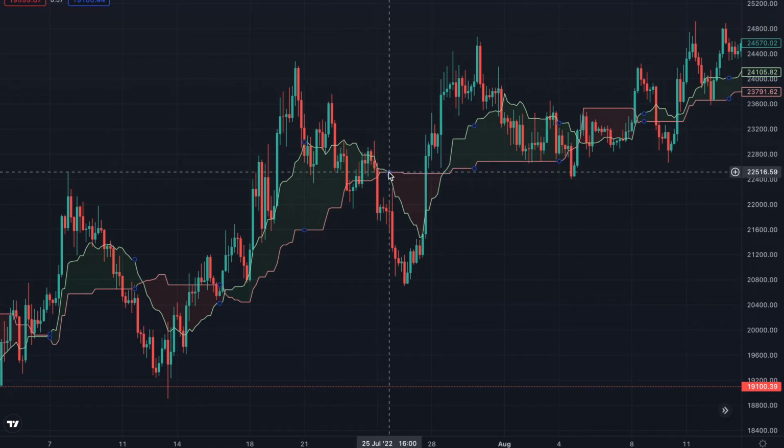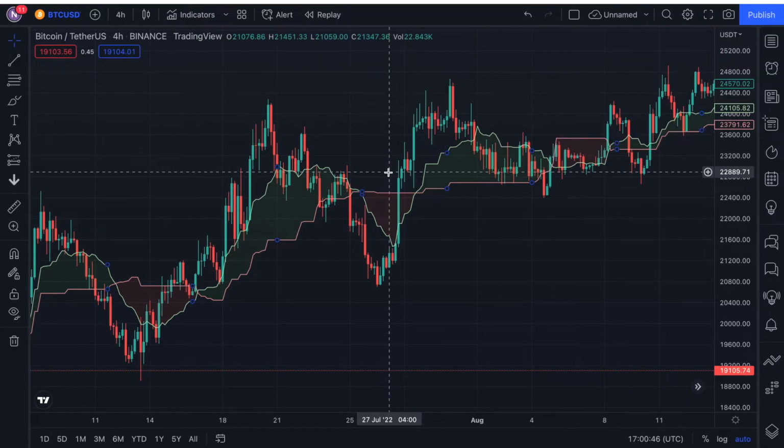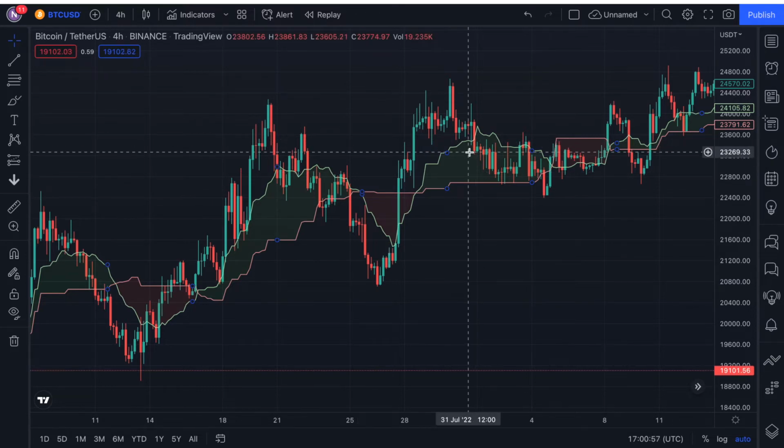So the price here is 22,516. That is a huge rally. And if you grab such rallies 2-3 times in a week, you would easily get 10 to 20% return. That's very much fine for a day trader.